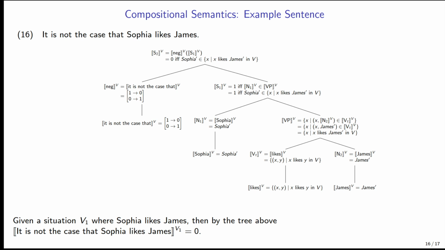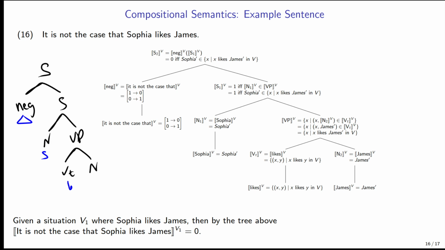So it is not the case that Sophia likes James. We first draw our syntactic structure. I won't put in the terminal nodes, but our structure would be something like this. We have it is not the case that, and then we have our sentence, Sophia likes James. So it is not the case that goes under negation. We have Sophia, our subject. We have likes, which is our transitive verb. And we have James, which is our object noun.